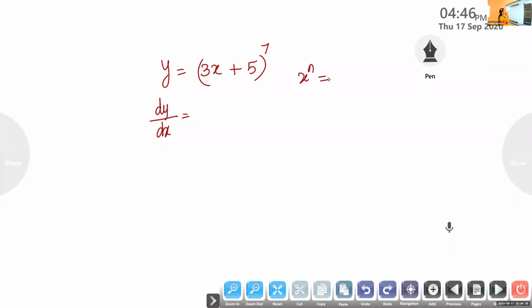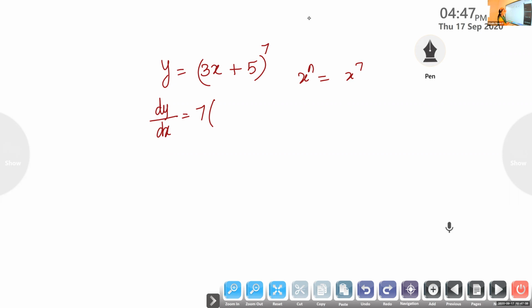7x raised to 6. Okay. If it is x raised to 7, it is 7x raised to 6. Now look at here. What you have here? 3x plus 5 whole raised to 7. So what will be the derivative?